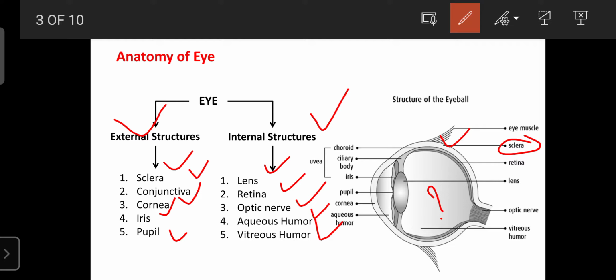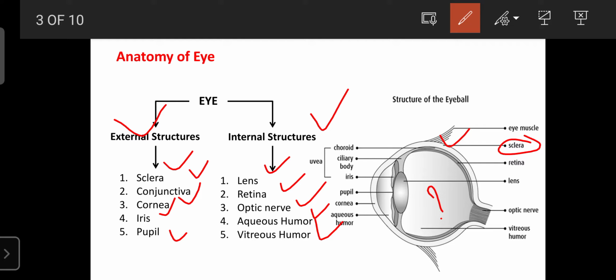The major function of the sclera is to protect the inner parts of our eye. Those inner parts are protected by one tough layer, and that tough layer is the sclera. The sclera is the outermost layer of the eye. It is made up of connective tissue. So the next one is the conjunctiva.